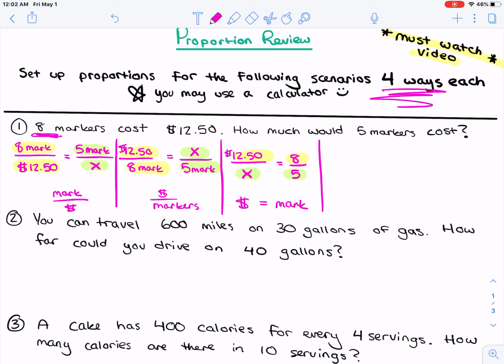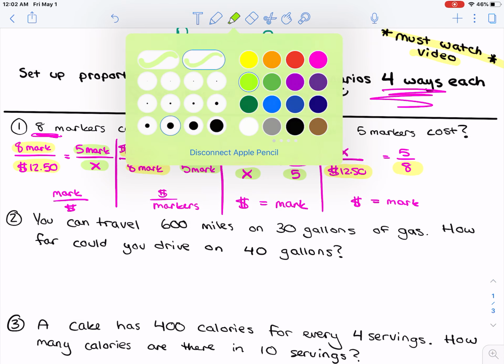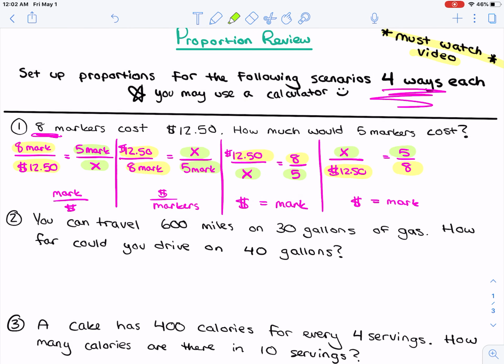All right, and then again, for our fourth one, I'm going to just flip it up and down. So I'm going to start with X on the top over $12.50 on the bottom is going to equal 5 over 8. And again, I'm still doing money equals markers. And for color coding again, I have $12.50 and 8 are related. They're on the bottom. And then I have X and 5 on the top. Okay?